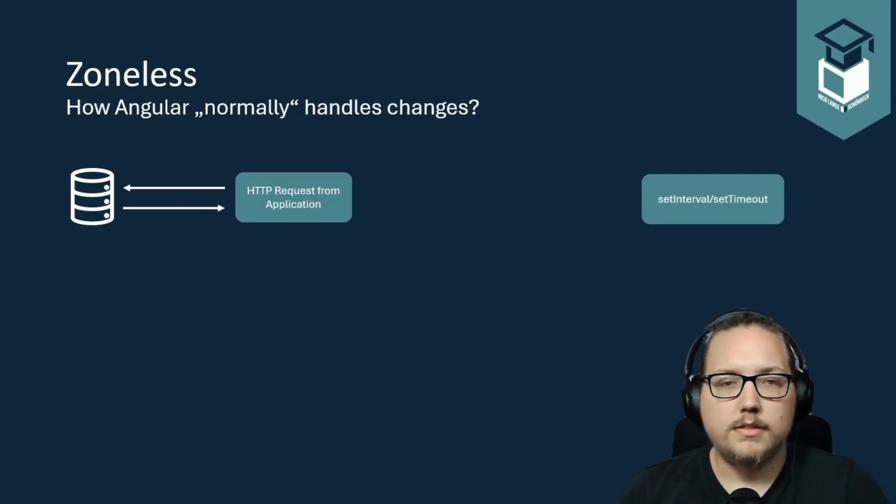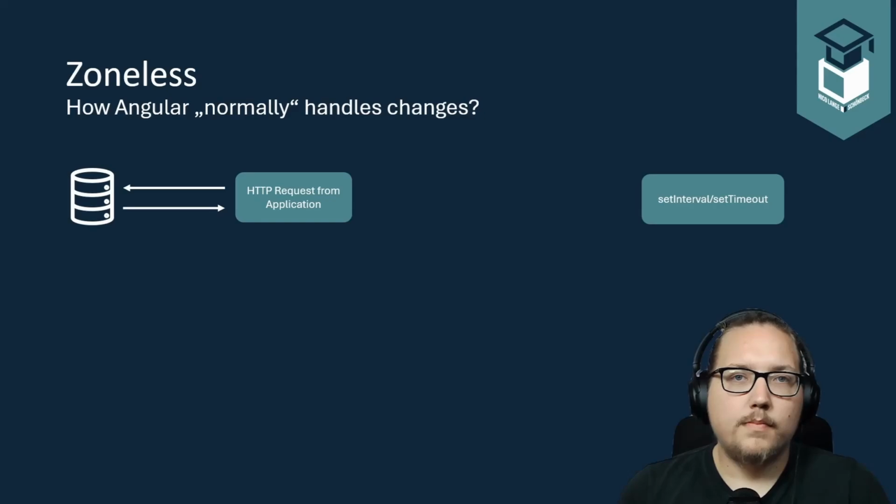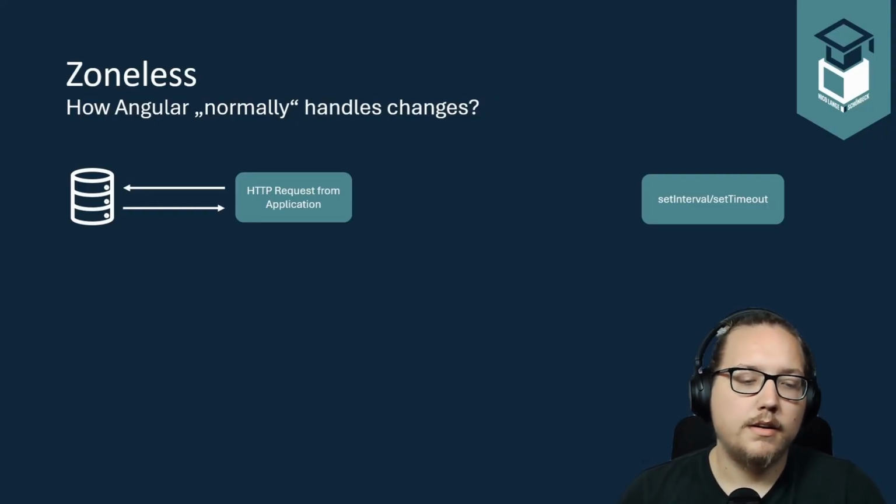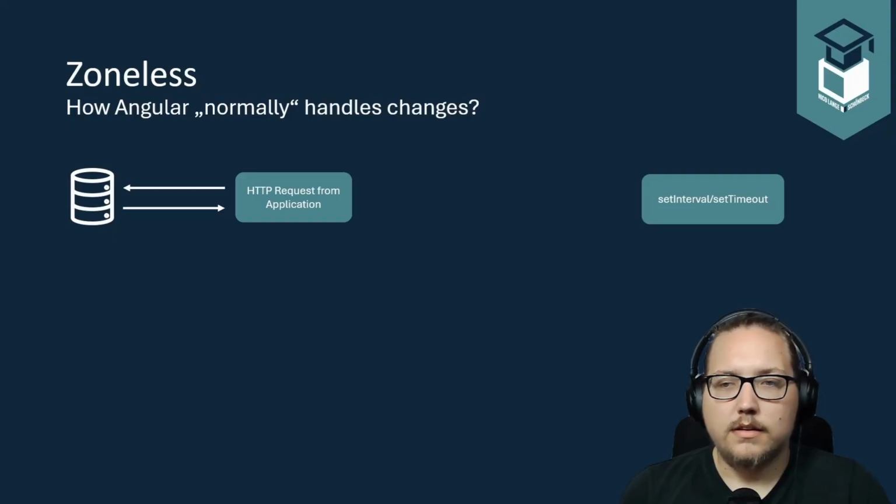On the left side, you see we have an HTTP request that comes from the application. On the right side, we have the setInterval or setTimeout. Both of them are actions that happen asynchronously or out of the normal code flow. And Angular needed an option to kind of detect if something changes while some of those actions happen. Eventually, you already ran into some issues with the zone because Angular did not detect that you changed the variable in the component.